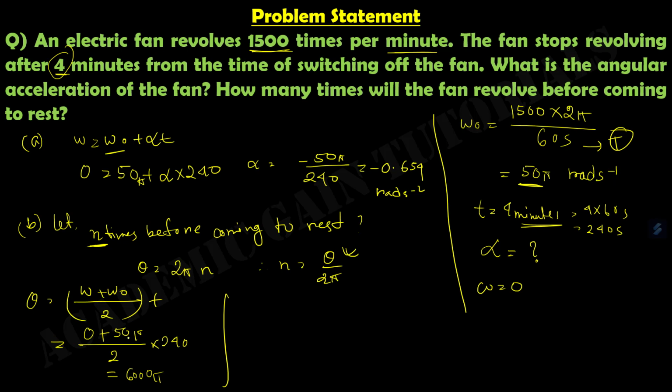and we know the unit of angular displacement is radian. So we found theta. Now we have to find n. So we can write n equals, instead of theta we write 6000 pi divided by 2 pi. If we cancel all of this, we will find 3000 revolutions. So it will revolve 3000 times before coming to rest after switching off the fan.